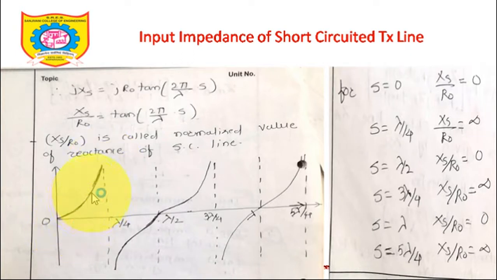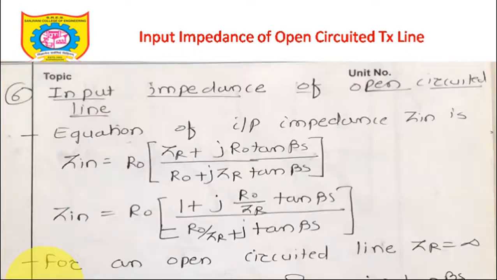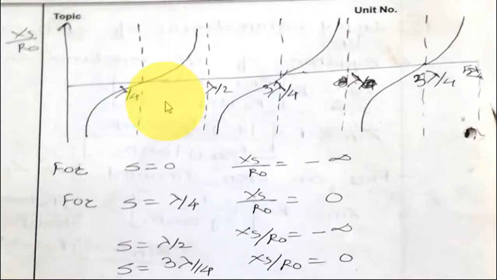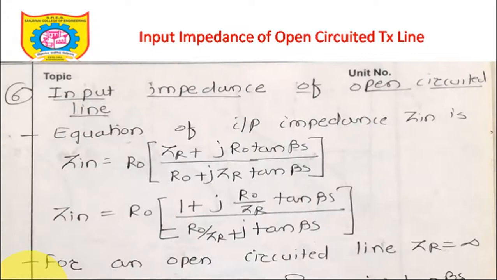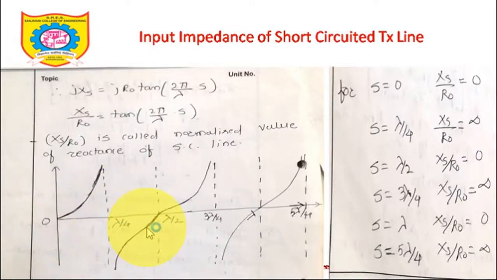Similarly, for the first lambda by 4 distance, the open circuit line acts as capacitive, where it is coming from minus infinity going towards 0, so they have exactly reverse nature. One more conclusion we made is that the nature of the reactance is going to repeat for every lambda by 2 distance. So from 0 to lambda by 2 the nature of the graph is repeated, and from lambda by 4 to 3 lambda by 4 once again the nature of the graph is repeated. Whenever the length changes by lambda by 2, the nature of the graph is going to repeat.